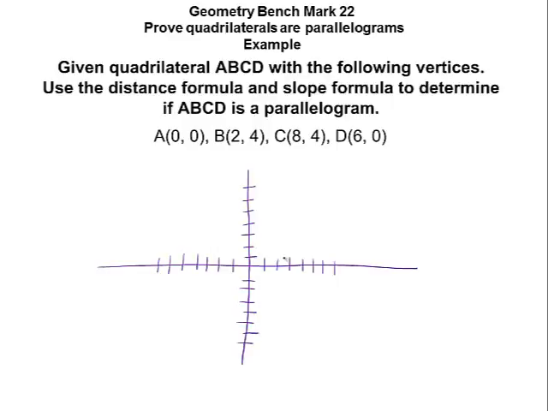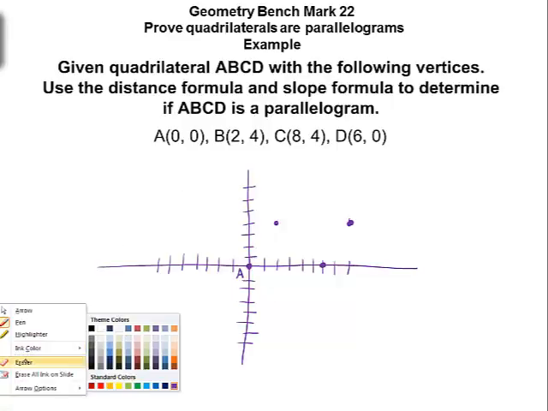I have a piece of graph paper. Pretend this is an actual piece of graph paper. I plot my points: (0, 0), (2, 4), (8, 8), (4, ...), and (6, 0). Okay, so I have my points.